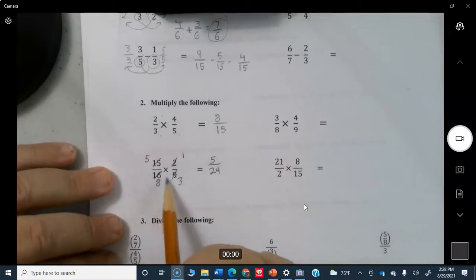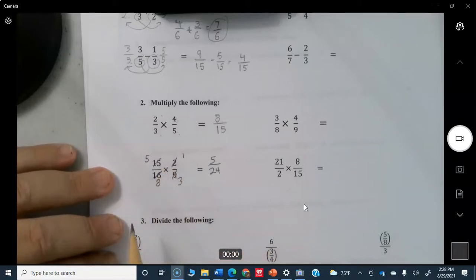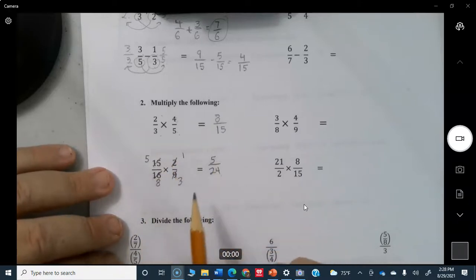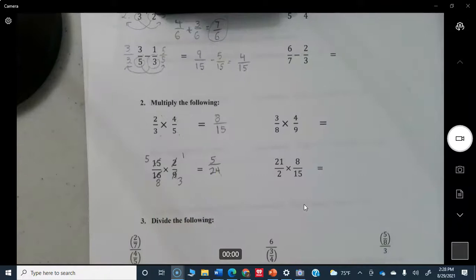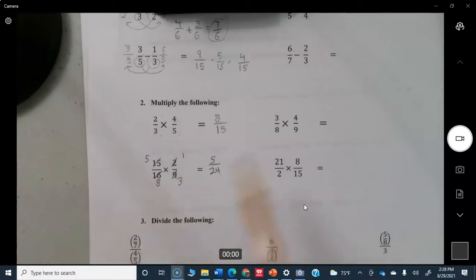If you had not canceled before, you would have ended up with 30 over 144, and you would have found that if you reduce it down, you would reduce it to 5/24. But that's kind of complicated to reduce a big number like that down. So it's best to do your cancellations, your reduction, before you do the multiplication. Okay, so I'll leave these two for you to do.